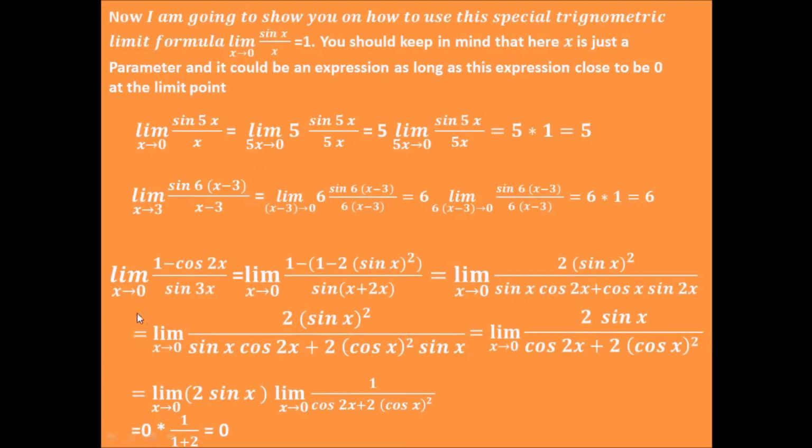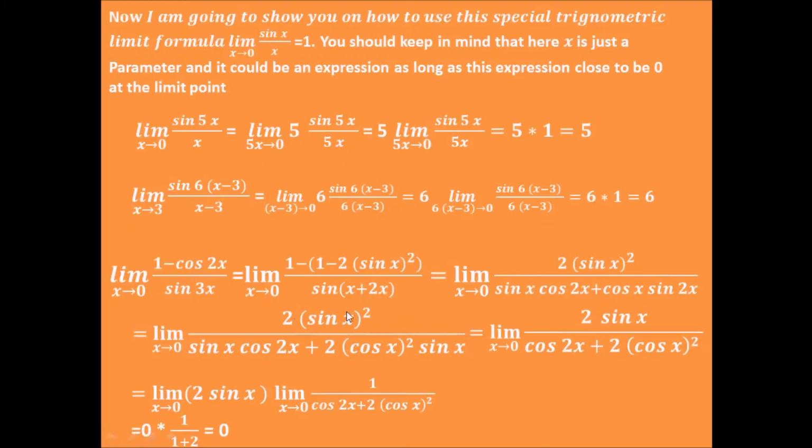Here is another example. Limit of 1 minus cosine 2x divided by sin 3x with x approaches 0. This expression has the form 0 divided by 0 at x equals 0. So in order to use this basic formula, we have to change cosine 2x into a sin function. Right away, we realize cosine 2x equals 1 minus 2 times sin x squared. And for the denominator, sin 3x, we can write it as sin of (x plus 2x).